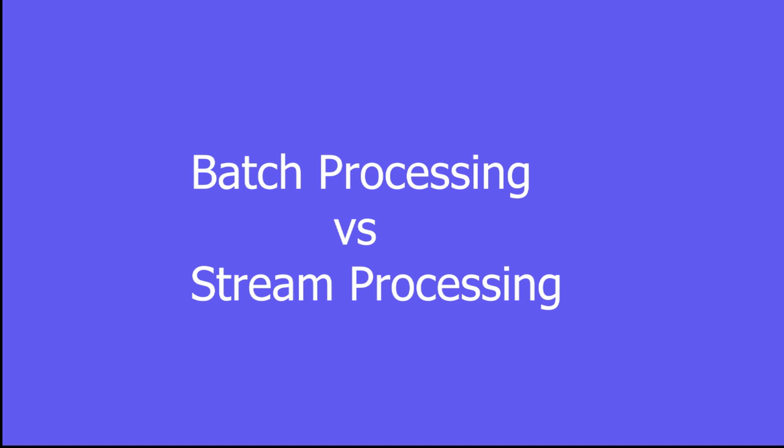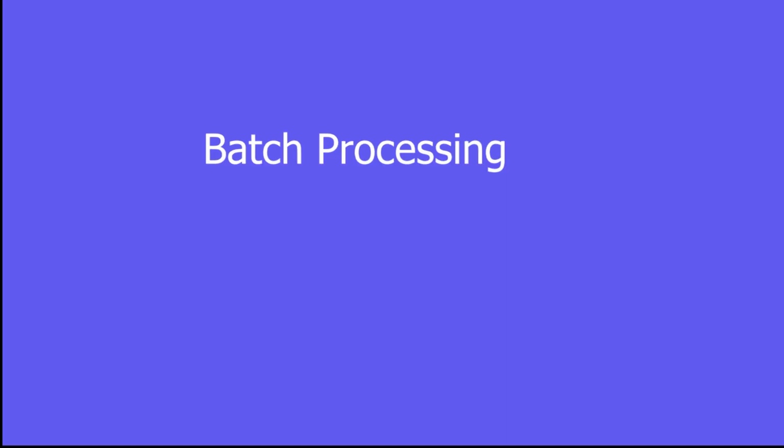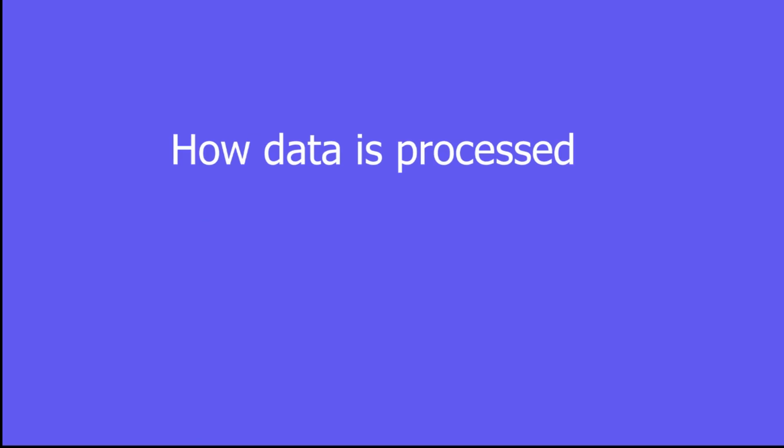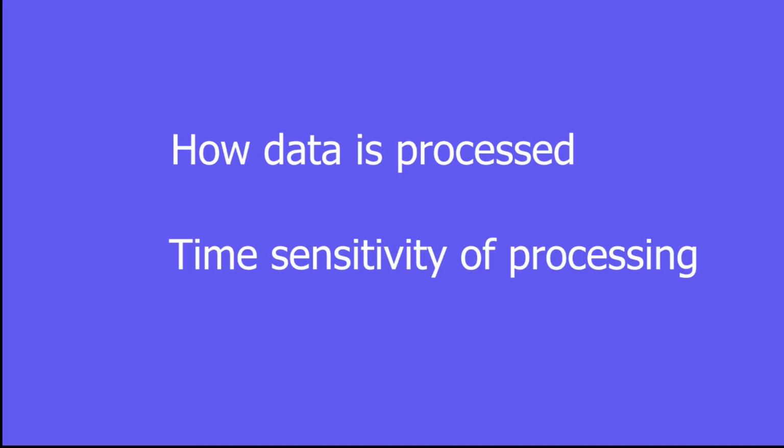Hello guys, in today's video we will learn about the difference between batch processing and stream processing. So what is batch processing and stream processing? In data engineering we have to deal with different types of data and need to process the data, right? So mainly there are two types of processing, which are batch processing and stream processing. The main difference is how data is processed and the time sensitivity of processing.